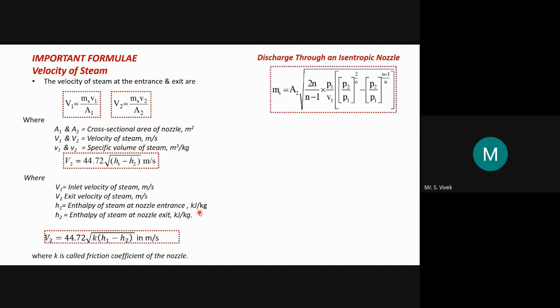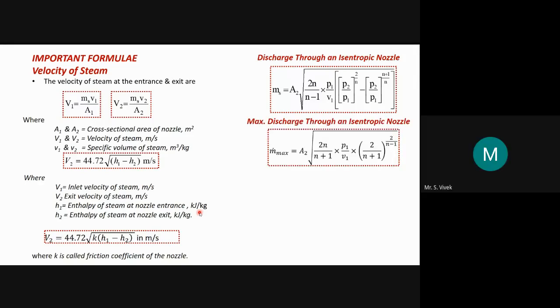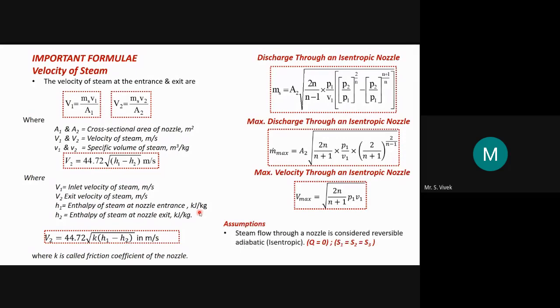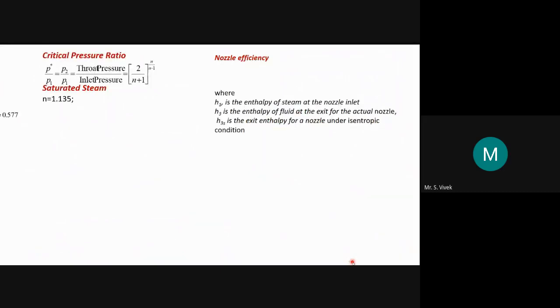Discharge through an isentropic nozzle. Okay. Discharge and maximum discharge equation, then maximum velocity, then these are all the two assumptions. One is isentropic flow, h1 is equal to h2 is equal to h3, and mass flow rate m is equal to constant. Then critical pressure ratio.